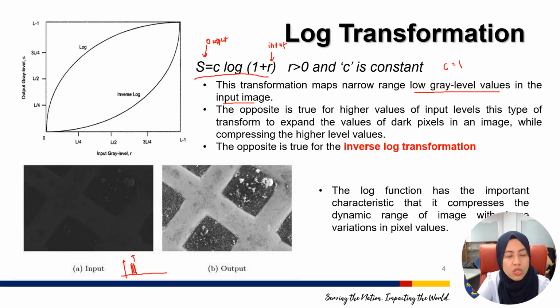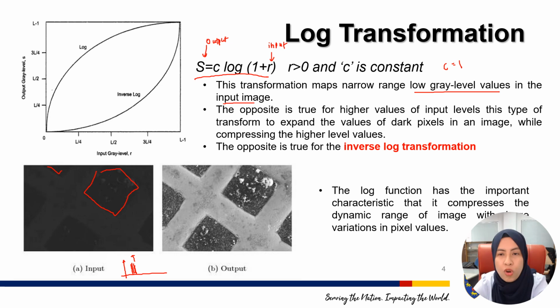If you have this kind of image where the contrast is very low, where you cannot differentiate between the background and the object here, the area you are looking at, you can use log transformation in order to enhance the image. And you can always get back the original image by computing the inverse log.